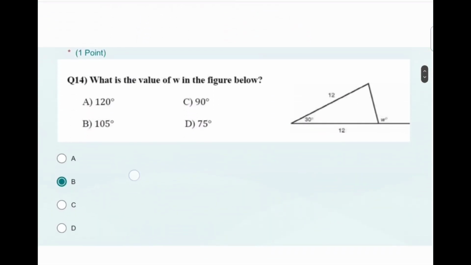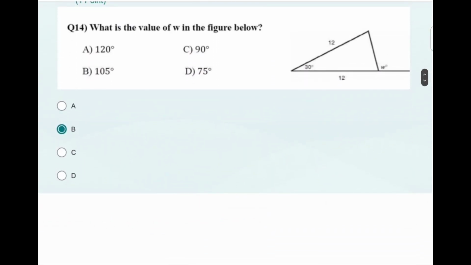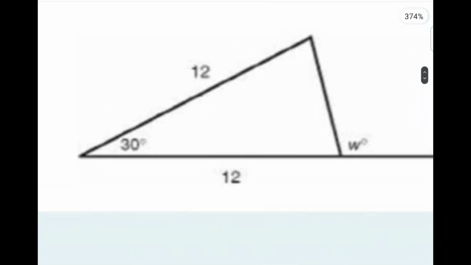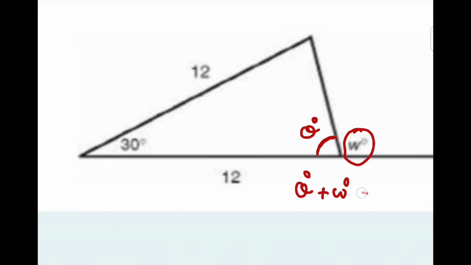Third question. What is the value of W in the figure below? So let's look at this figure. As you can see, we need to find this angle. So if we find this one, let's call it theta, then we know that theta plus W is just 180 degrees. So if you know theta, W is simply 180 minus theta.